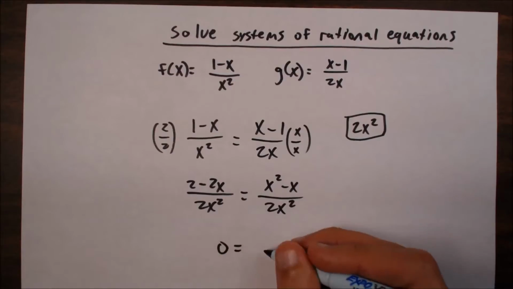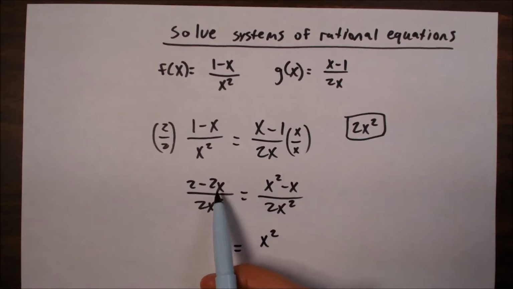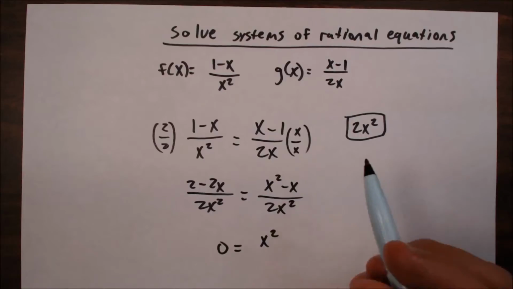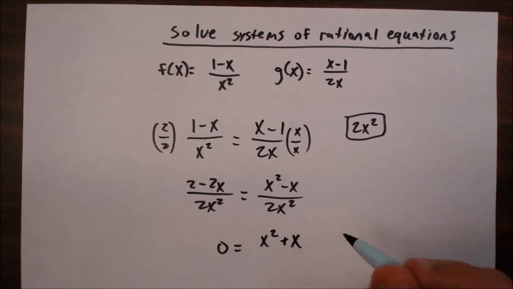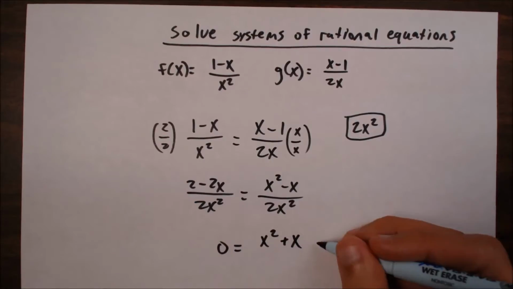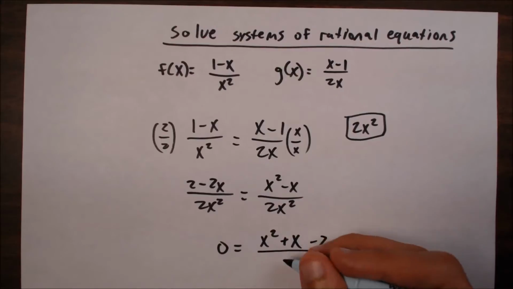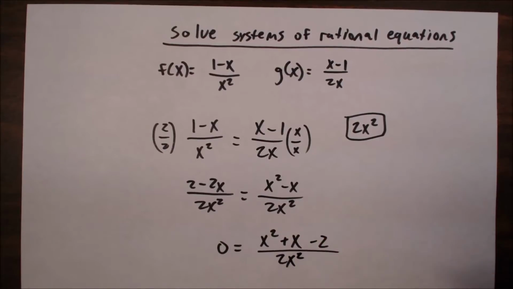So I'm going to keep the x squared. I'm going to add 2x to the negative x. I mean, this will be plus x now. And I'm going to subtract 2 over 2x squared. So there it is.